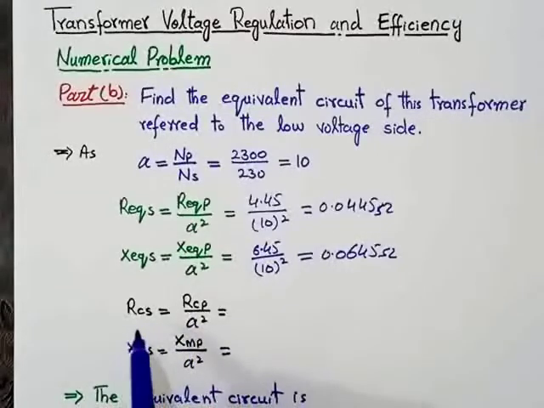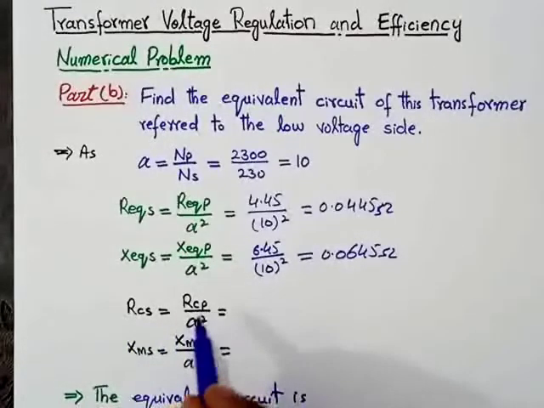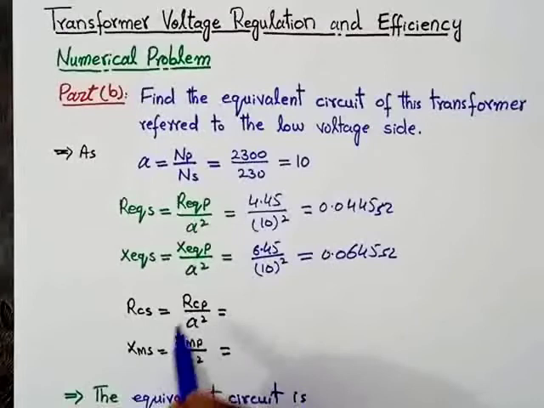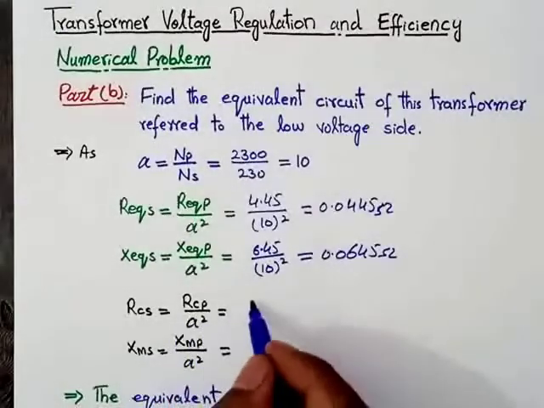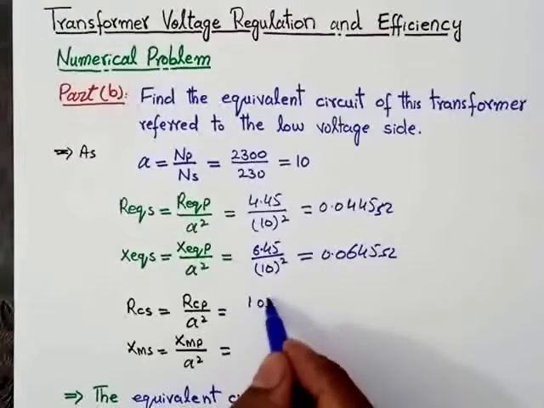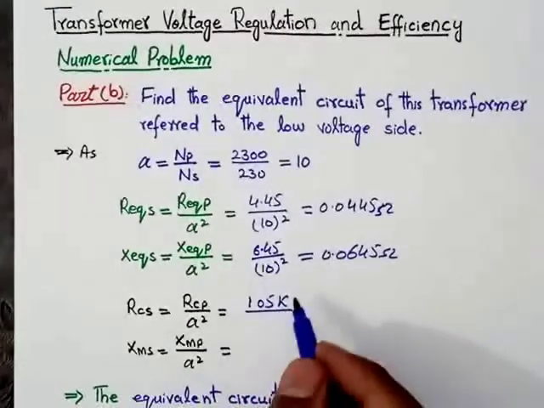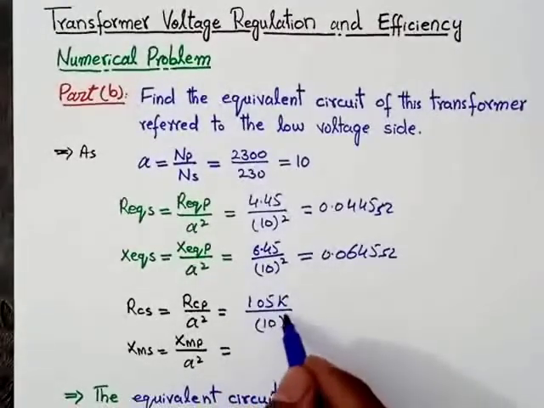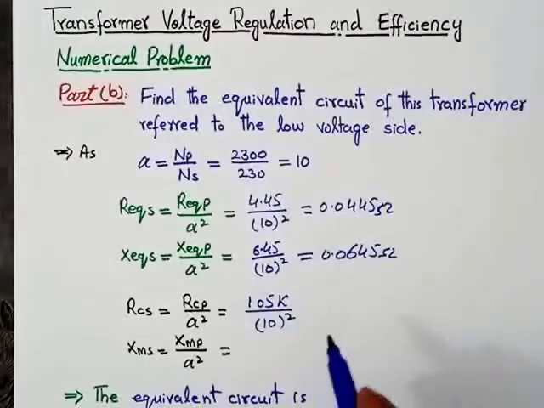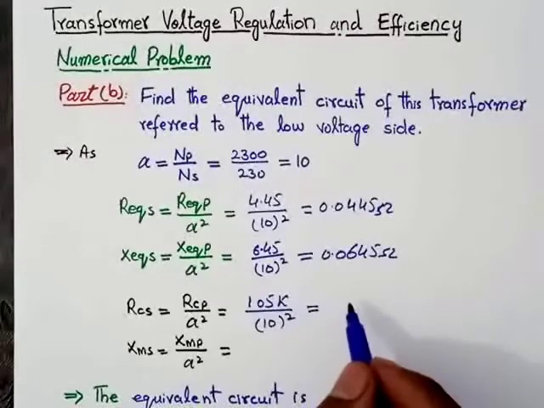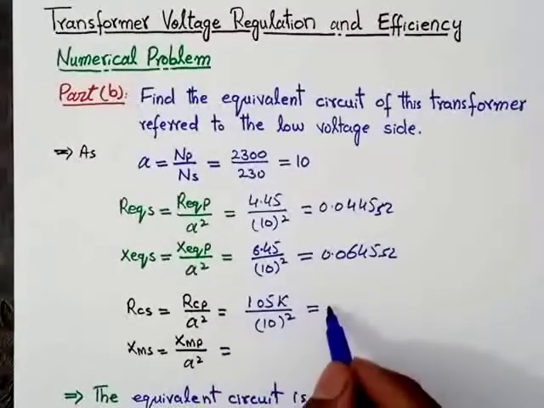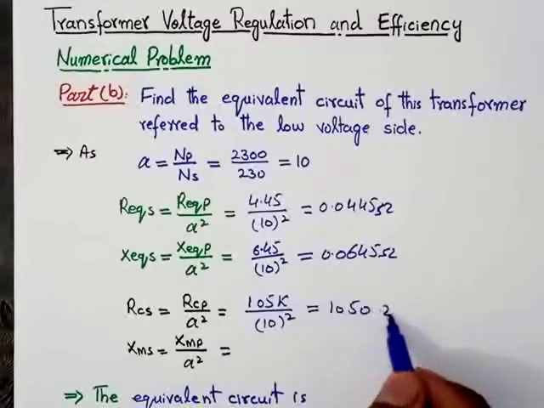Now we will convert the Rc primary into secondary. Rc secondary will be equal to Rc primary divided by a squared. Putting the value of Rc primary, 105k, and a squared, 10 squared, and after solving this, we get the value of Rc secondary equal to 1050 ohm.